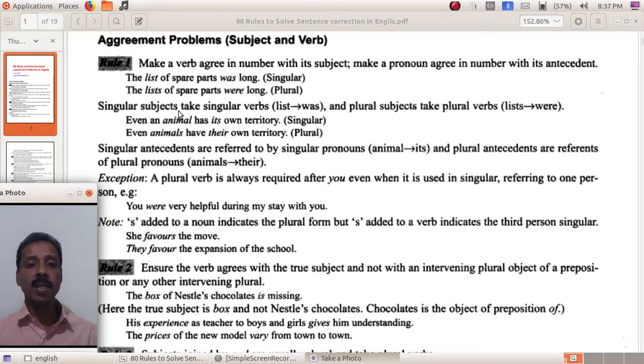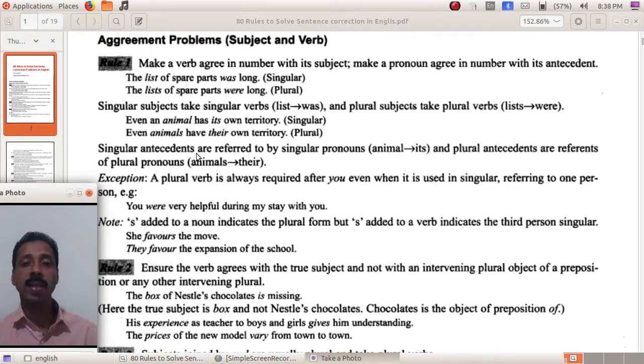Then singular subjects take singular verbs and plural subjects take plural verbs. Even an animal has its own territory. Even animals have their own territory. So as we mentioned in the first example, here the subject is animal, so has, and the pronoun used is its because it's a singular noun. And here the subject is plural, animals, so the verb also is plural, have, and the pronoun also is in plural form. That is mentioned in the next line.